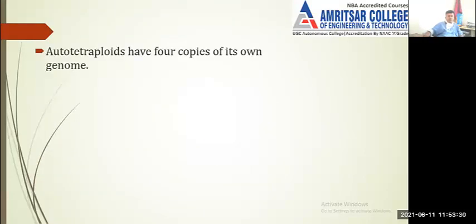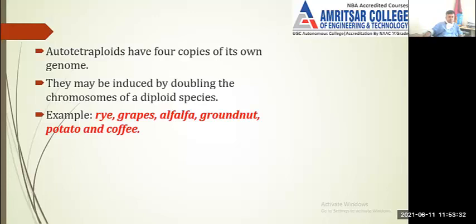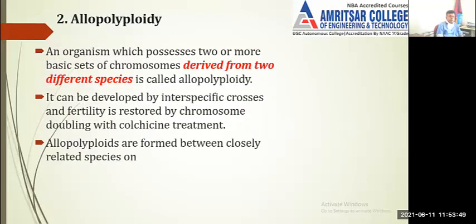So autotetraploids have 4 copies of their own chromosomes. For example, rice, grapes, potato, coffee, groundnut. They are induced by doubling the chromosomes of a diploid. See, autopolyploidy. What is allopolyploidy?